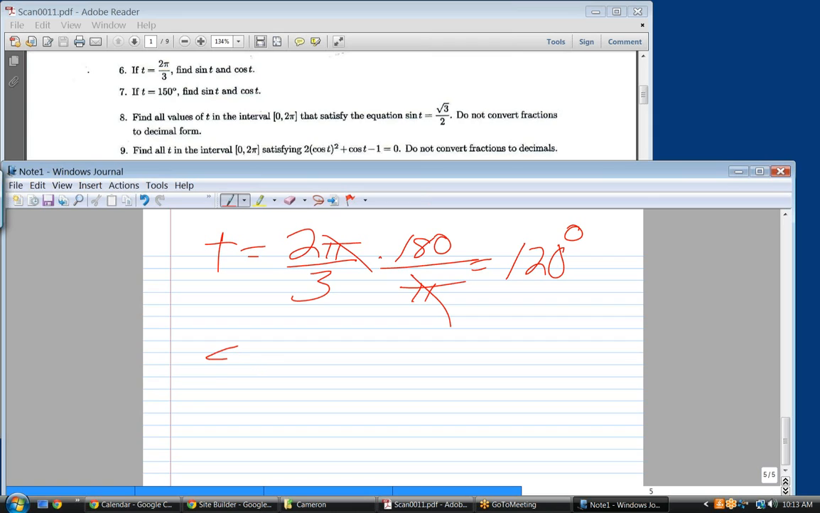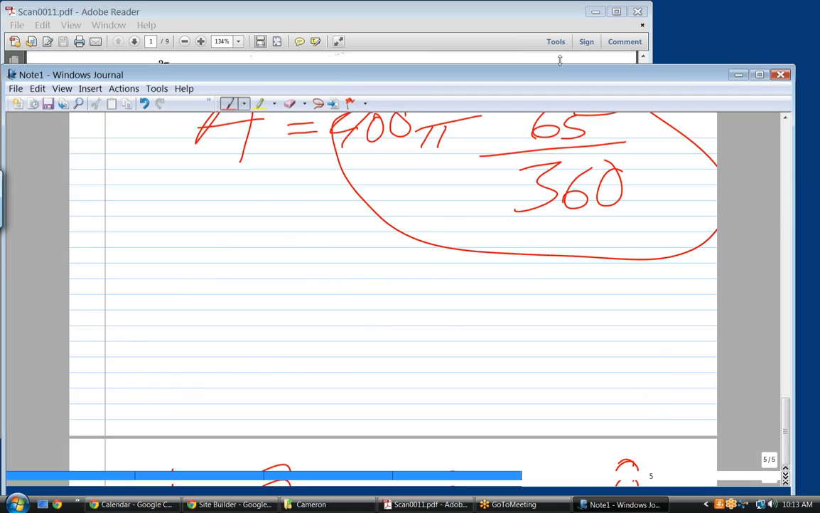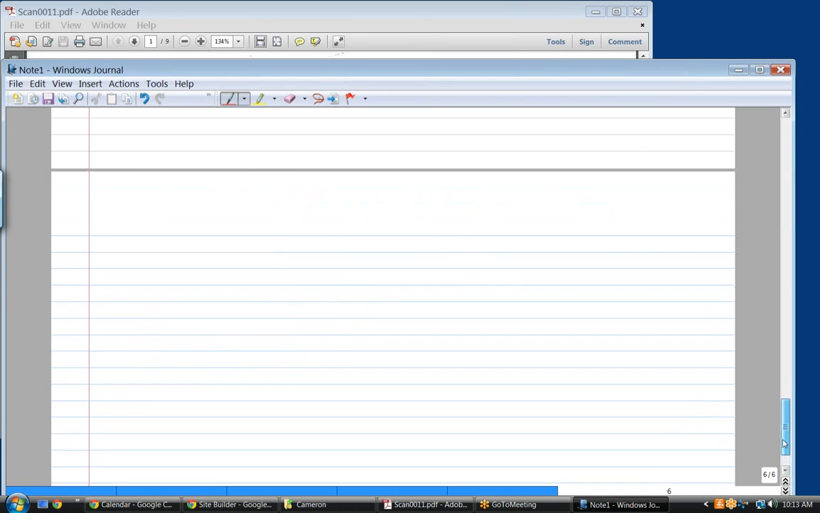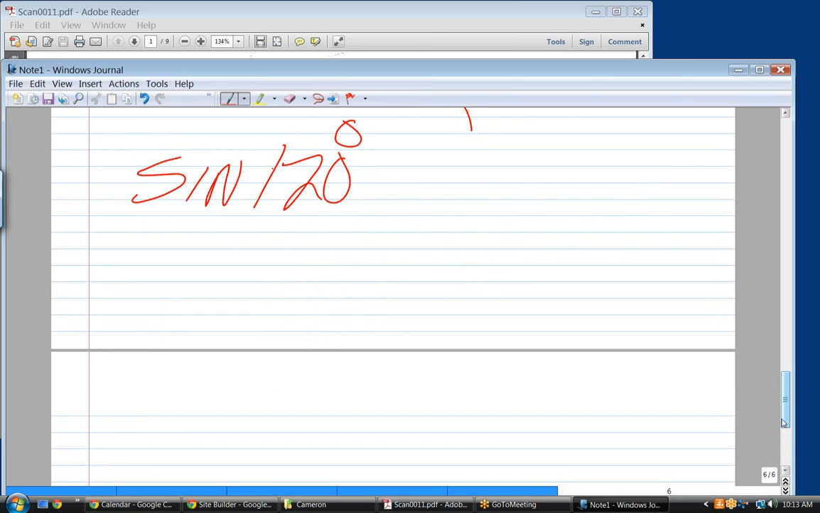Now, what is the sine of 120 degrees without using your calculator? I presume you're not allowed to use a calculator on this? Yeah, we're not. Good. Okay, so this should be similar to a 60 degrees. Yes. Let's look at our unit circle.